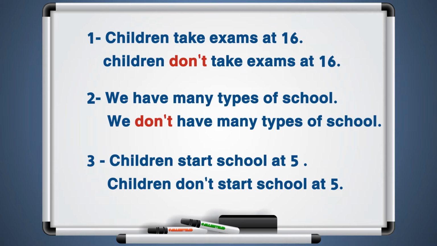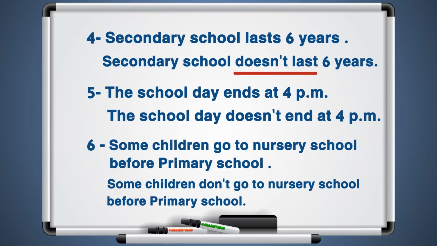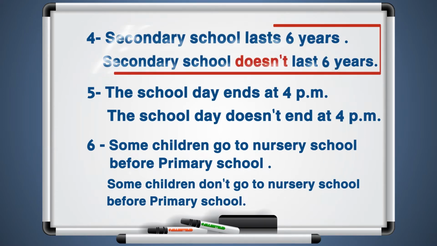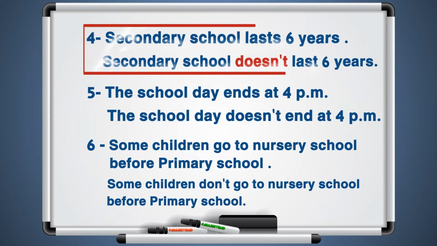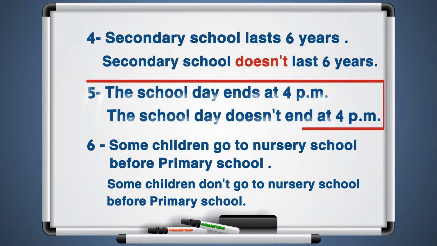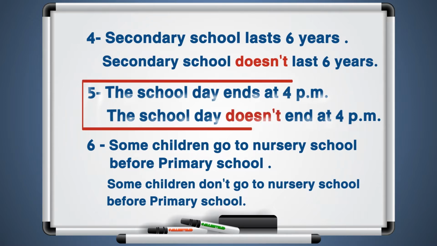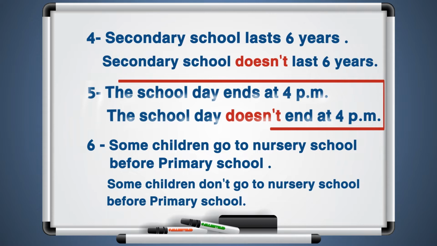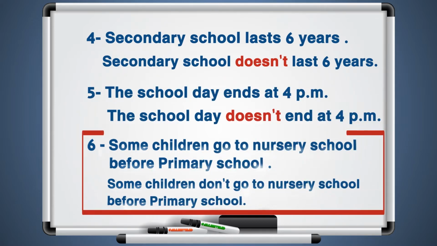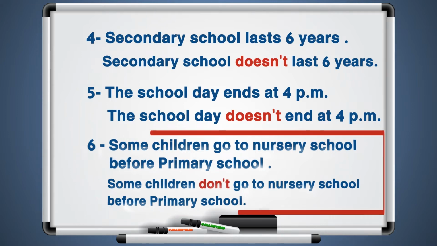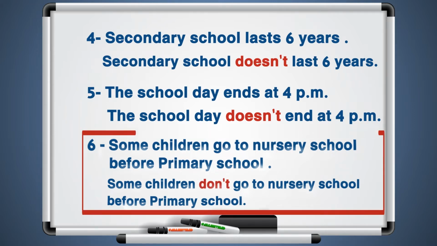Children start school at 5. Children do not start school at 5. Secondary school lasts for 6 years. Secondary school does not last for 6 years. The school day ends at 4 p.m. The school day does not end at 6 p.m. Some children go to nursery school before primary school. Some children do not go to nursery school before primary school.